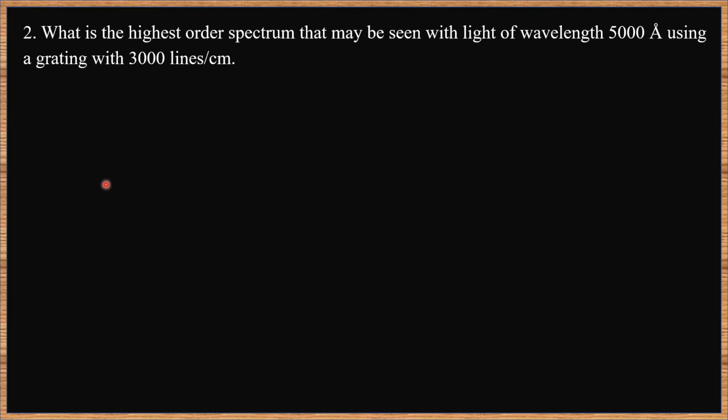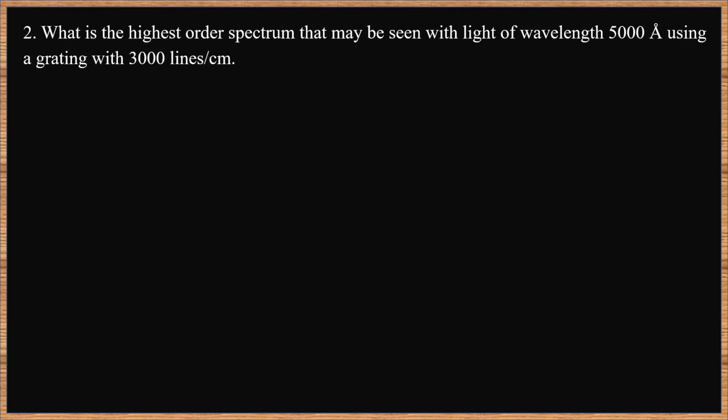Okay, so the next question is, what is the highest order spectrum that may be seen with light of wavelength 5000 angstrom using a grating with 3000 lines per centimeter?